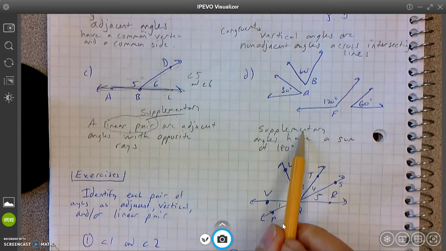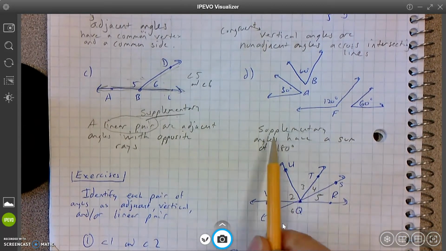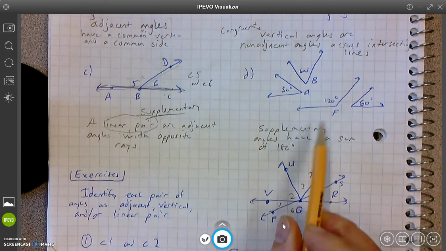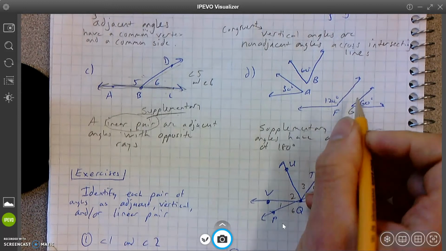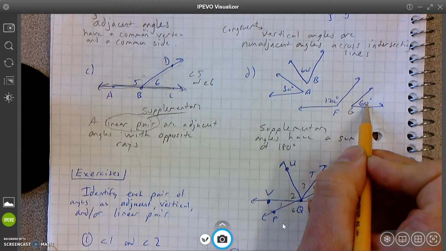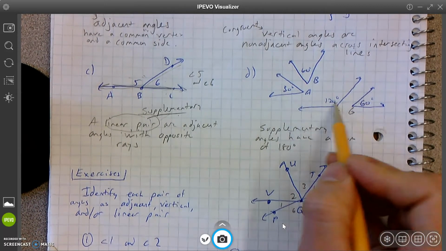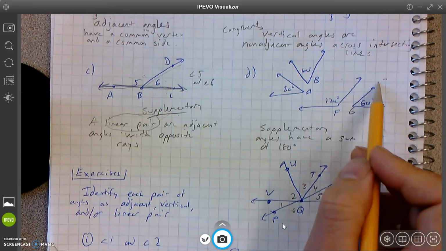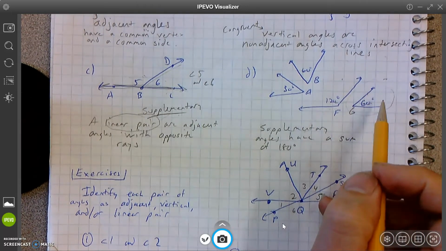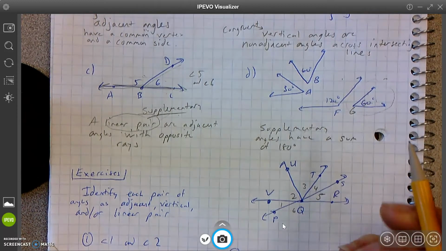Also, speaking of supplementary, what does supplementary mean? Angles that have a sum of 180. In this case, there are two angles, F and G, because 120 plus 60 is 180. It can be more than just two if you want. So if you had like 60, 60, 60, if you had three of these, that'd also be supplementary because 60 plus 60 plus 60 also equals 180.